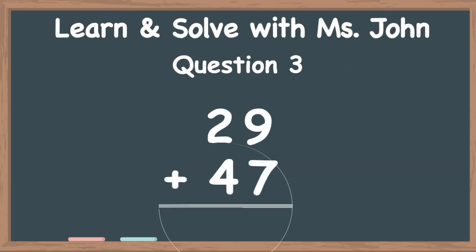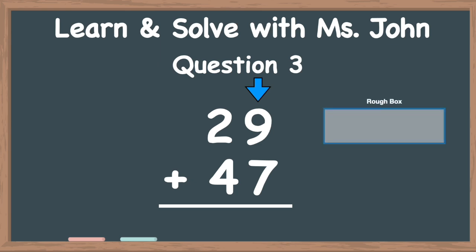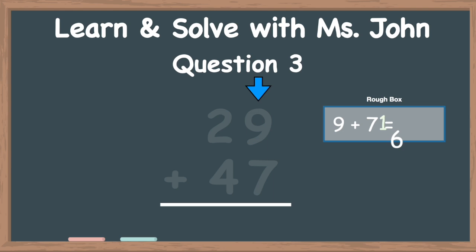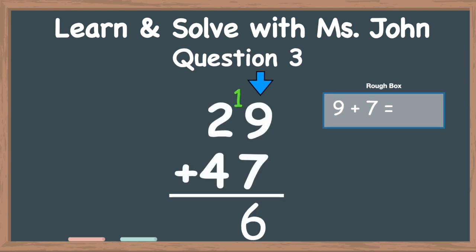Question number 3, 29 plus 47. Let's solve for the answer in the ones column. Let's draw the rough box. In the rough box, we're going to write 9 plus 7. 9 plus 7 equals 16. So now we're going to carry the 1 to the tens column and write the 6 in the ones column of the answer section.